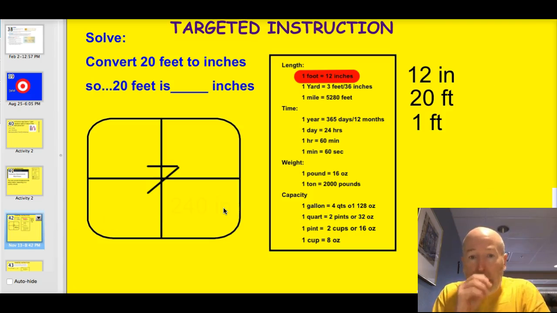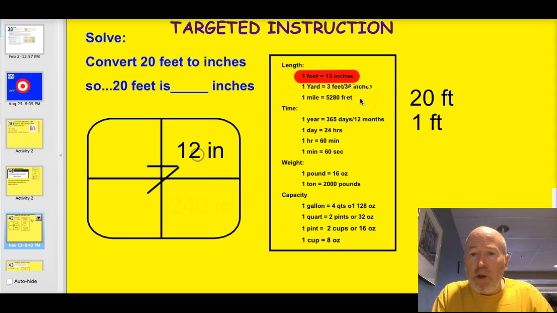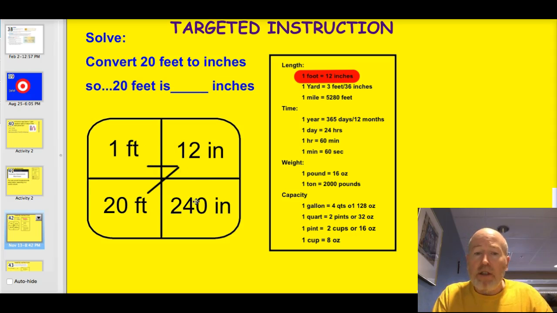All right, so here's the question. Solve this one. Convert 20 feet to inches. So basically what this question is saying is 20 feet is blank inches. So you draw yourself a little box here and you put something that you know in. We know that 1 foot is 12 inches. So we want to know how many inches 20 feet will be. Notice how I lined up feet, and then inches. So we pop it into the box. 20 times 12 is 240. Divided by 1 is 240 inches.